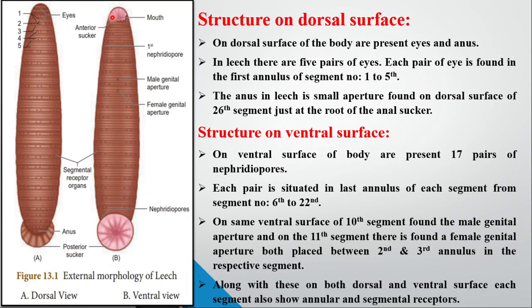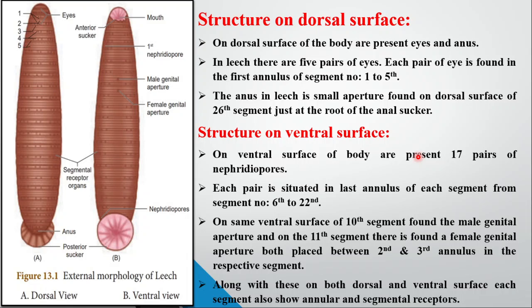Now see, after the 5 pairs of segments, in the 6th segment, the first nephridiopore is present. Then the male genital aperture is seen, then the female genital aperture is seen, and at the anal sucker below the posterior end, the nephridiopores are seen. So let's see the position of nephridiopores. On the ventral surface of the body are present 17 pairs of nephridiopores. That means in 17 segments a pair of nephridiopores is present.